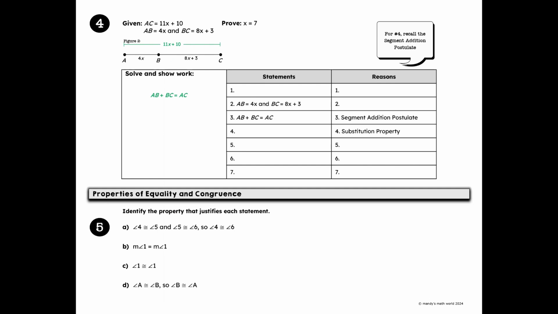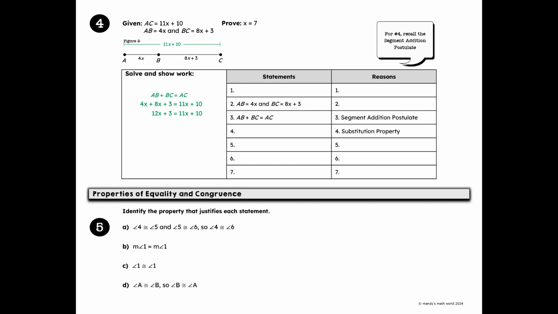Then I'm going to substitute the expressions in for those lengths. So the length of AB is 4x, and the length of BC is 8x plus 3, and the length of the entire thing is 11x plus 10. So I just substituted that in. And now we've got our equation with one variable. Let's solve the equation. I need to simplify the left side of the equation. 4x plus 8x is 12x. So I get 12x plus 3 equals 11x plus 10.